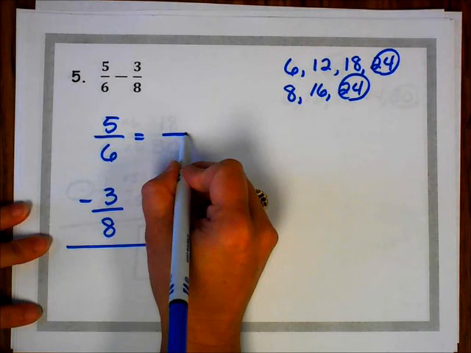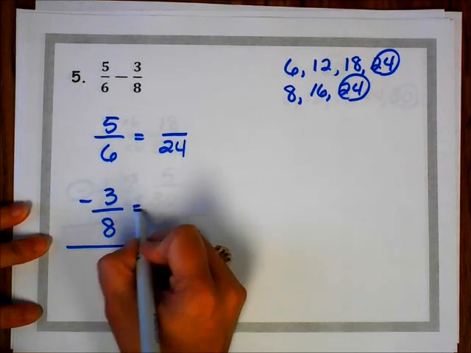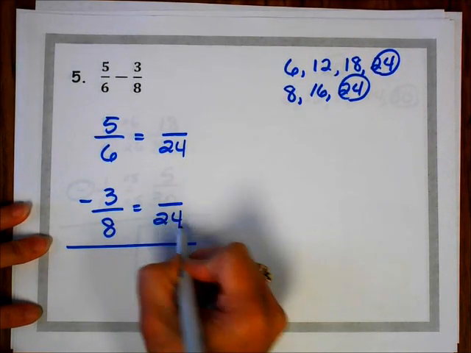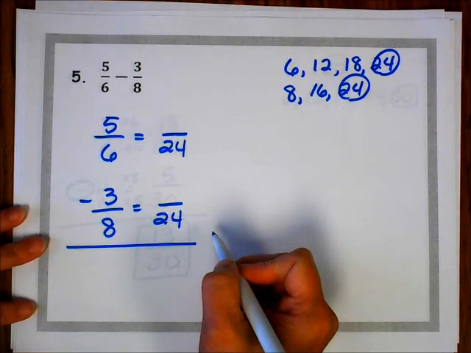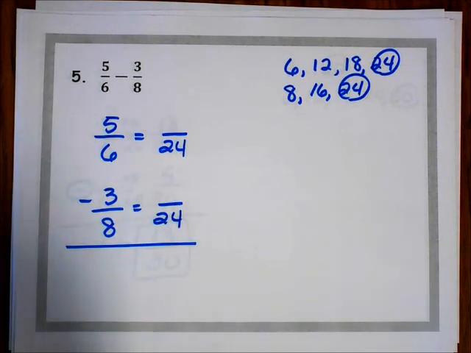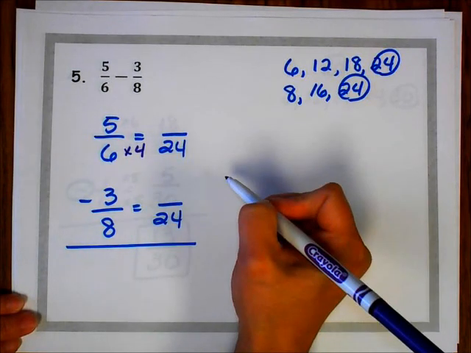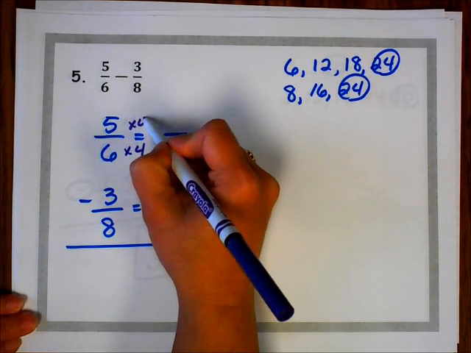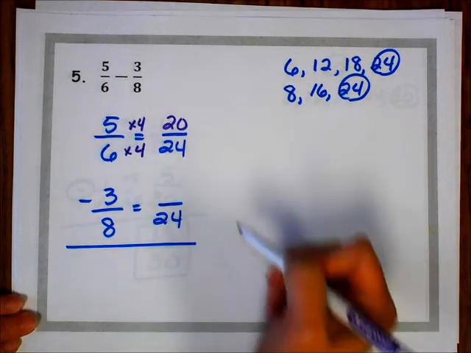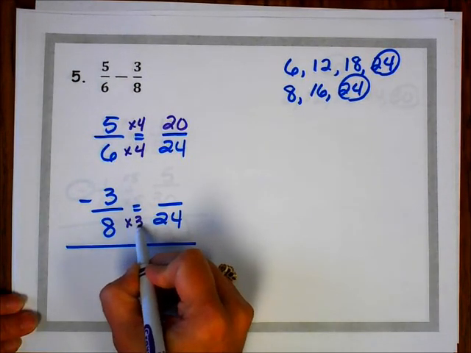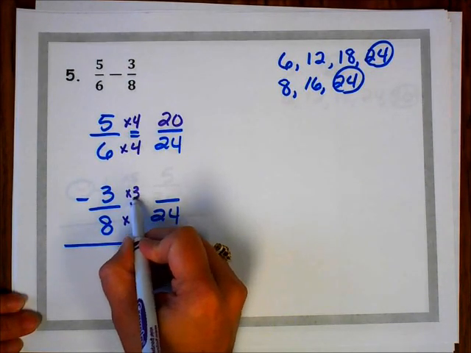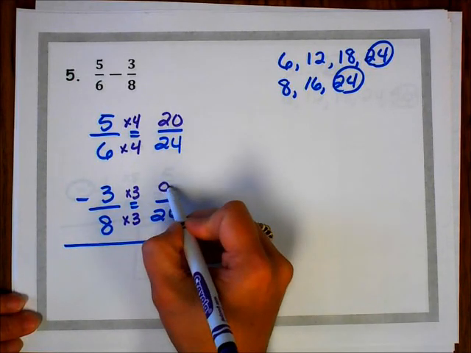So I'm going to come over to my original fractions and write my lowest common denominator next to each, which is 24. Then I'm going to write my equivalent fractions. So 6 times 4 is 24. So 5 times 4 is 20. 8 times 3 is 24. So 3 times 3 is 9.